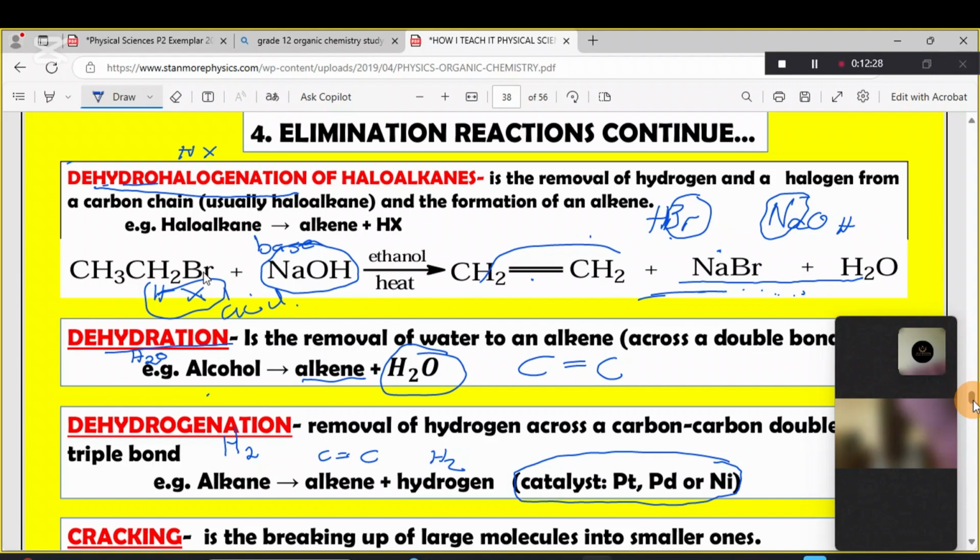So you need to go to your reactions and get to know the conditions of each of these reactions, because they will ask you what are the conditions for the dehydrohalogenation for it to take place. Now you need to know that I need a base for it to take place, I need heat for it to take place, and ethanol. Of which ethanol just acts as a catalyst because it's not part of the reaction, you see.